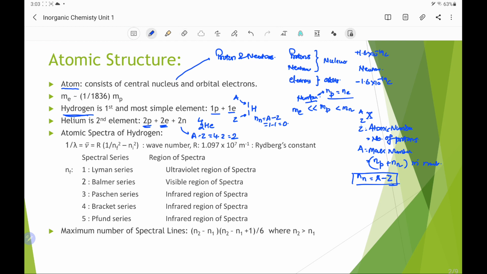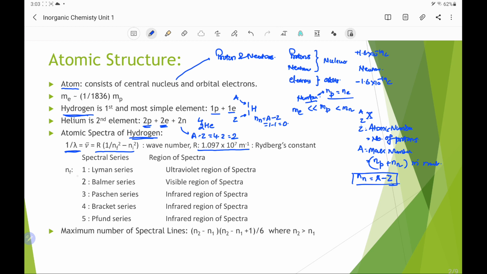Hydrogen has 1 electron in its shell, which on receiving energy is excited to higher energy states, where it stays for a short period and then returns to its ground state. In this process, it emits radiation of a particular wavelength depending on the orbits, and this wavelength is given by the relation 1 by lambda equal to R, the Rydberg constant. Its value is 1.097 into 10 to the power 7 per meter, into 1 by Nf square minus 1 by Ni square. Ni is the initial energy state and Nf is the final energy state.